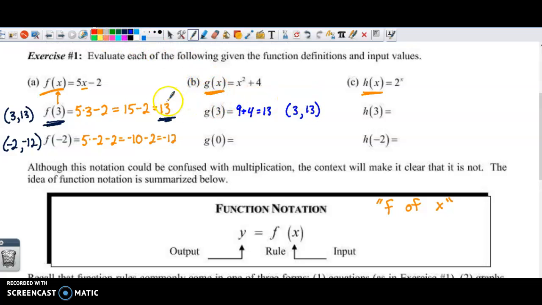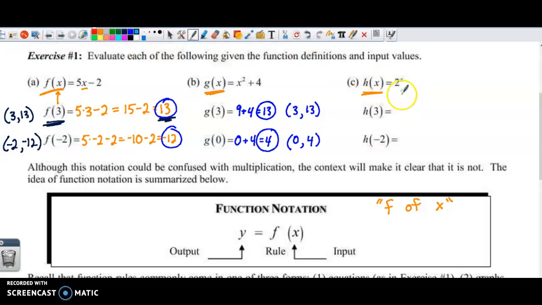I'll actually circle the answers that we really care about, but I also want you to understand what you're finding. So g of 0 is saying when x is 0, what's the y coordinate? Well, 0 squared is still 0, 0 times 0, plus 4, you get 4. So what I really care about is the 4 as the answer, but what it means is when x is 0, y is 4. Same thing with the next one.